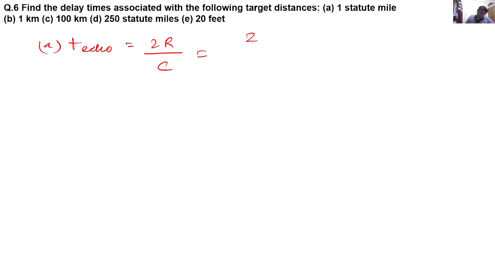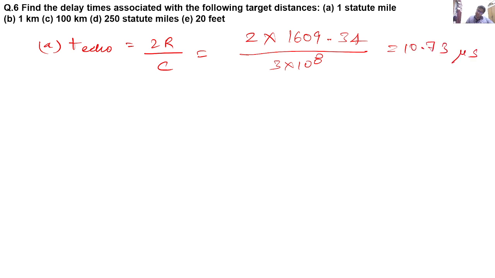Two, 1 mile is 1.609 kilometers. Statute mile is 1.609 kilometers. So it would be 1609.34 meters by 3 into 10 power 8 meter per seconds. That comes out to be 10.73 microseconds. The answer would be in seconds. I've converted into microseconds just to report.